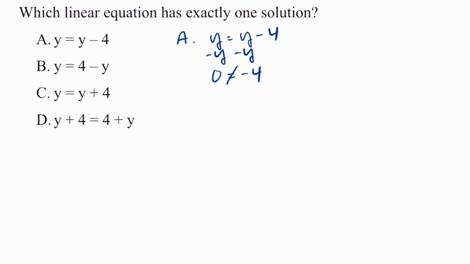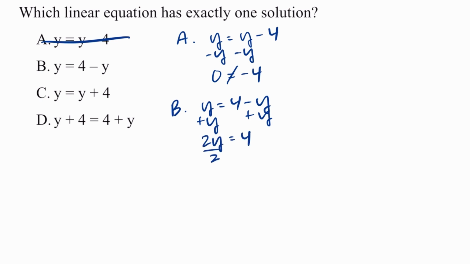And this statement is false. So A has no solutions. For B, y equals 4 minus y. Add y to both sides, and we have 2y equals 4. Divide by 2, and we have y equals 2. So B has one solution, 2.